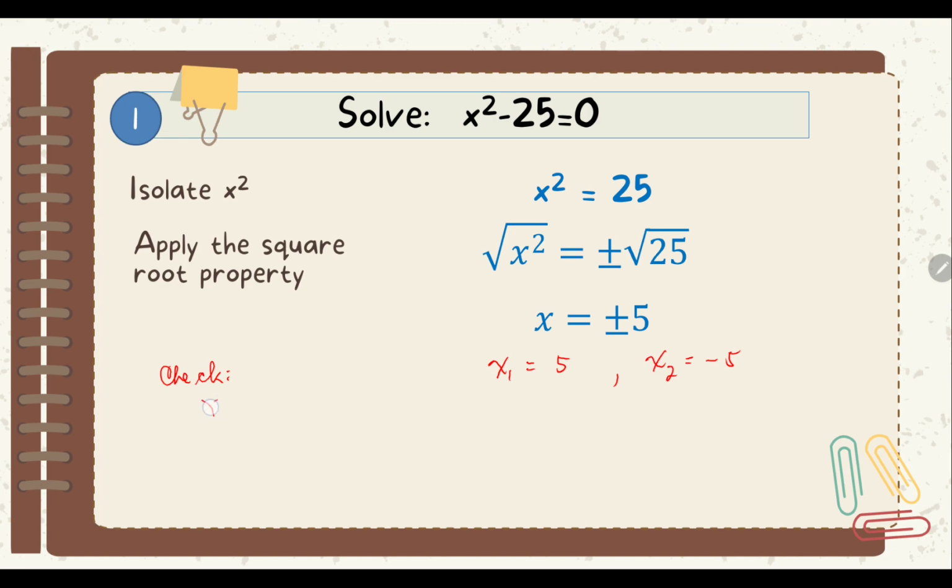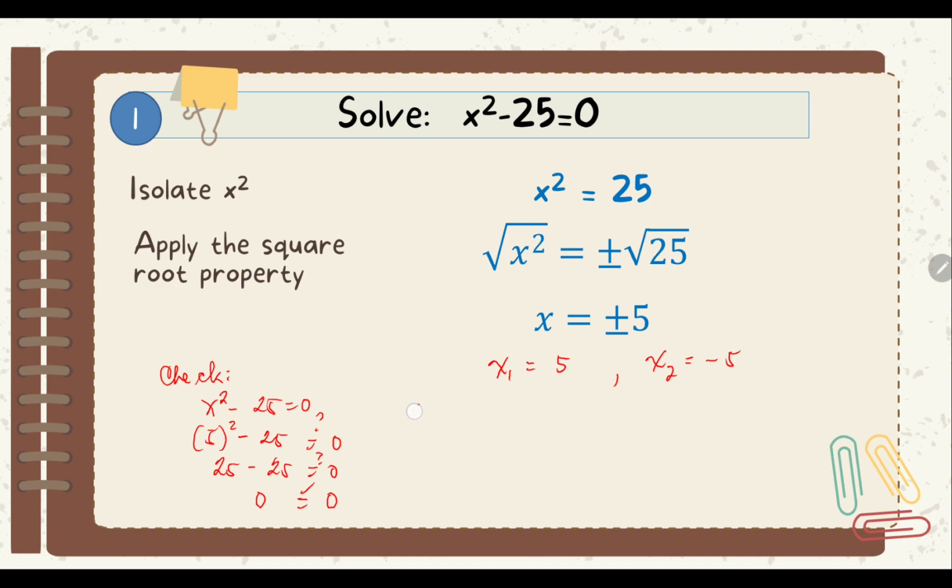So substituting in x squared minus 25 is equal to 0, x being the positive 5, you square that, minus 25, would that be 0? And we can see here 25 minus 25, it's really 0. So we see that the left side is really equal to the right side, meaning to say the statement is true.